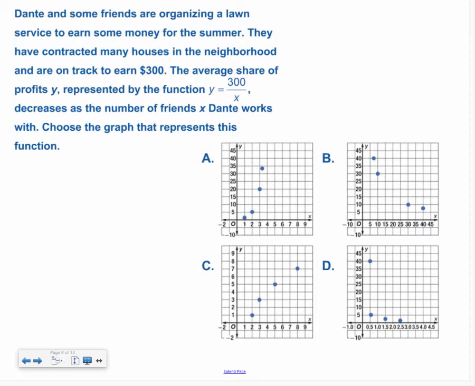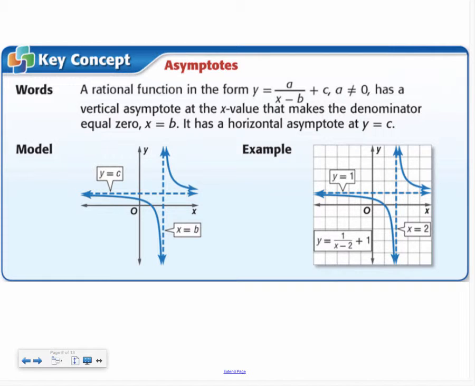All right, why don't you guys try this example on your own? See if you can choose the graph that would represent this function. Hopefully, as you plugged in points and tested it, you ended up with graph B as the solution to this problem. If not, and you have a question, be sure to ask either myself, a friend, or go back and watch the last example and see if you can figure it out from there.